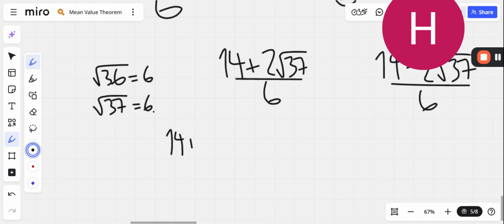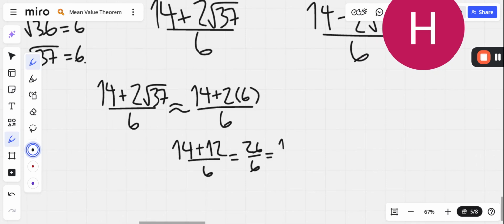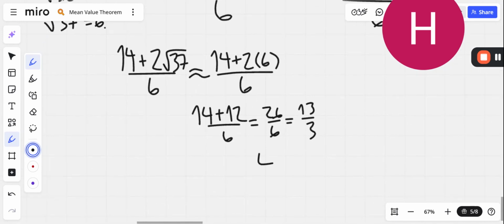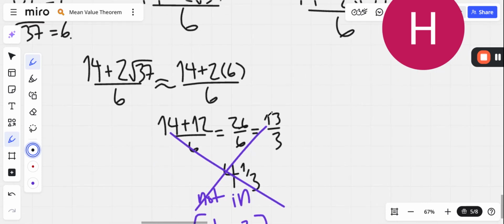So that means 14 plus 2 square root of 37 is almost 14 plus 2 times 6. So it's a little more technically, but it's almost 14 plus 12 over 6, which is 26 over 6. We can call this 13 thirds if we want to reduce that, and so that means this is like 4 1/3. Well, this is not in the interval from -1 to 2. So we're not going to use this one as the correct value.